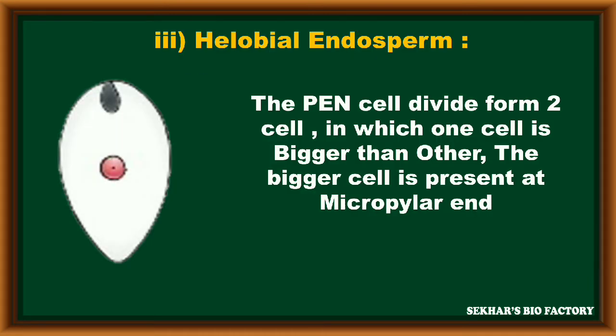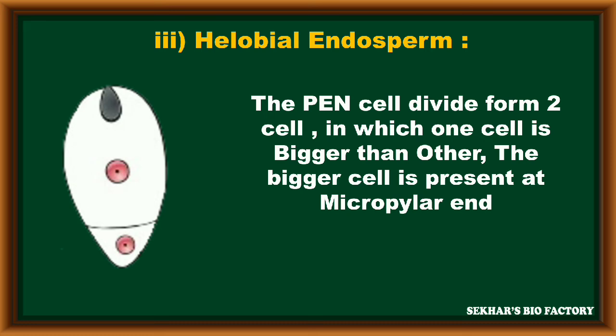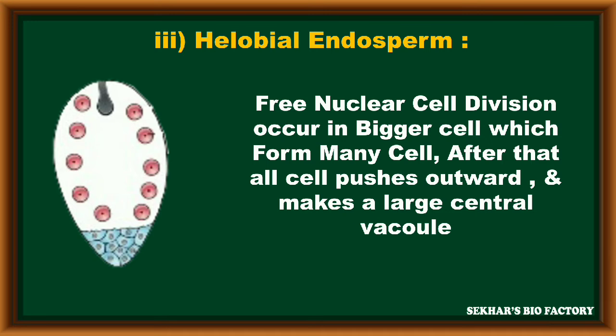The third type is helobial endosperm. It is a special type of endosperm. It shows both nuclear type and cellular type. In this development, the primary endosperm nucleus forms two cells, in which one of the cells, which is present towards the micropylar region, is bigger in size and another one is smaller in size. The free nuclear cell divisions occur in the bigger cell. It shows a nuclear type of endosperm development.